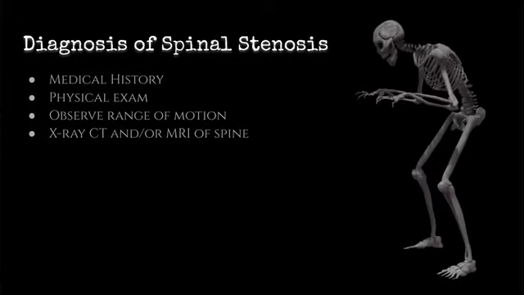If you're experiencing symptoms of spinal stenosis, your doctor will probably start by taking a medical history. After that, he will perform a physical exam and observe your movements. Usually, range of motion in the lumbar region is greatly affected by spinal stenosis. Your doctor may also order tests to confirm a suspected diagnosis. These tests can include an X-ray, MRI scan, or a CT scan of your spine.